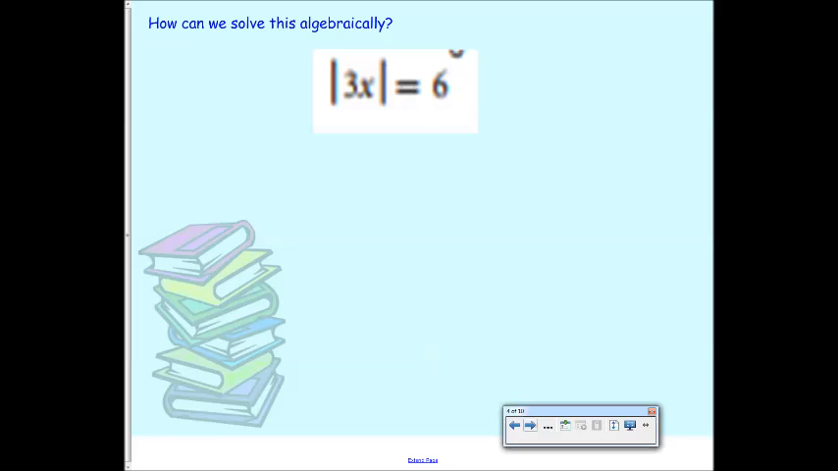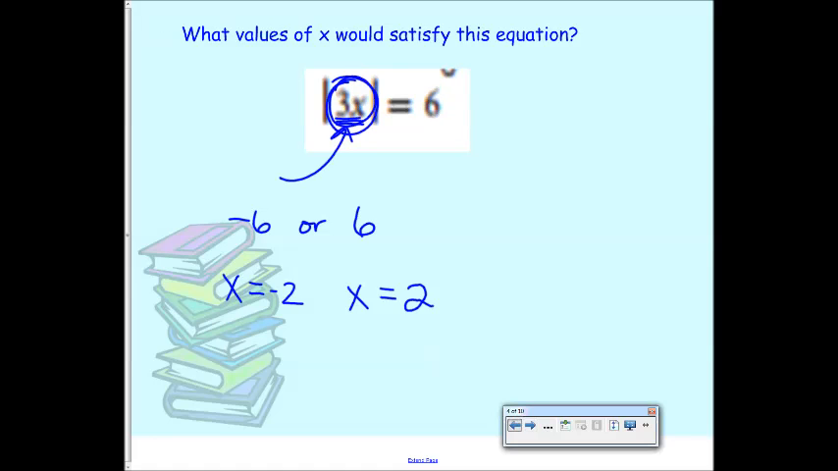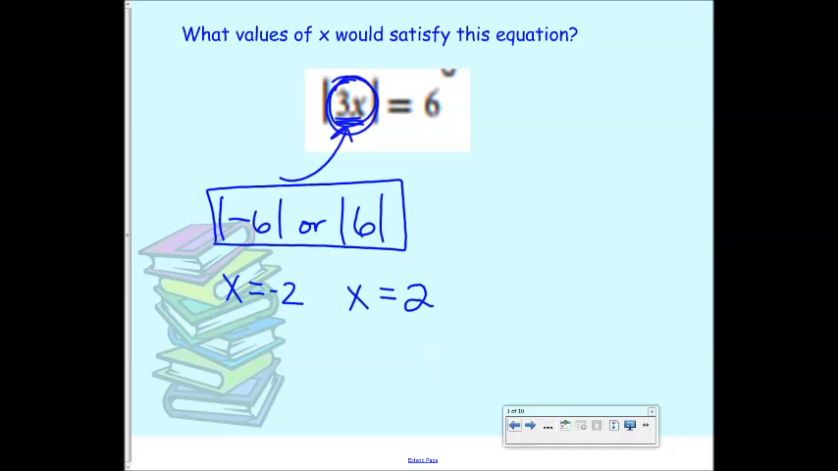Well, as a reminder, our two values that are going to give us positive 6 are the absolute value of -6 or the absolute value of positive 6. So it could be either plus or minus. Another way we can write that is plus or minus 6. If you hear me say that, that's what that means. So we have plus or minus 6.